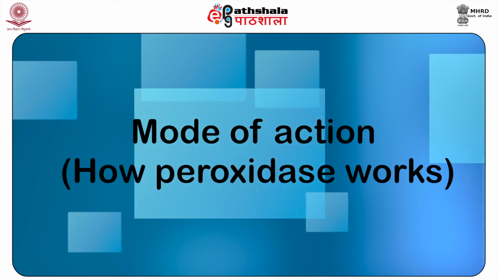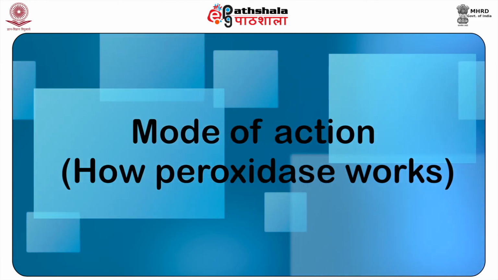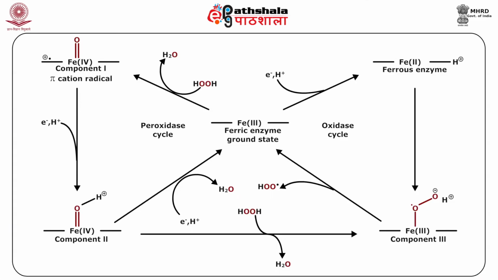Next, we move on to the mode of action, that is, how does the peroxidase enzyme work? The first step of the redox reaction of horseradish peroxidase is the reaction with hydrogen peroxide, which bonds to the vacant octahedral position on the iron atom as shown in the figure. So, you can see the iron 3 enzyme is converted to compound 1, which is a pi cation radical, when hydrogen peroxide interacts with it, removing a water molecule similar to the case of the catalase enzyme.